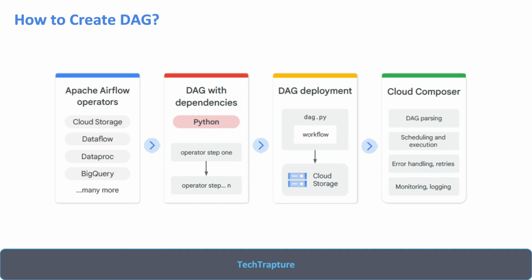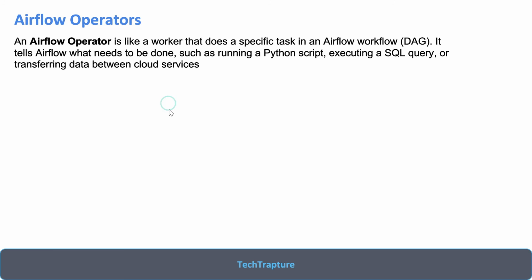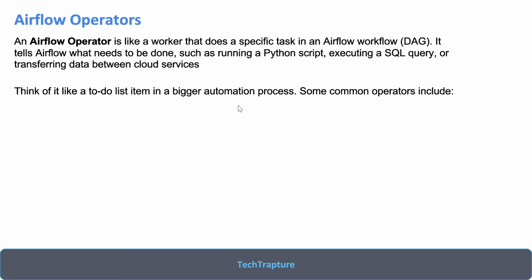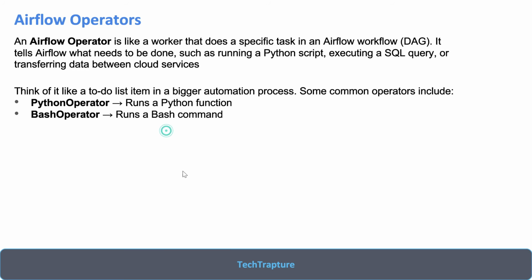That was just a basic step, but now let's go one step further: what are Airflow operators? Airflow operators are like workers or middlemen that do a specific task in an Airflow DAG. They tell Airflow what needs to be done, such as running a Python script, executing a SQL query, or transferring data between cloud services. It's like a tool for the automation process. If I want to execute a Python script, I can use a Python operator. If I want to run a shell command, I can use the bash operator. If I want to execute a SQL query on a MySQL database, I can use a MySQL operator.